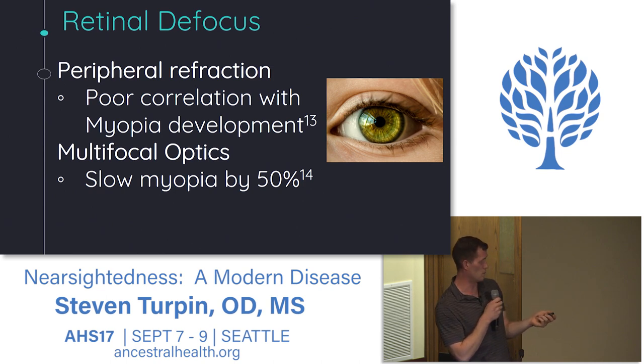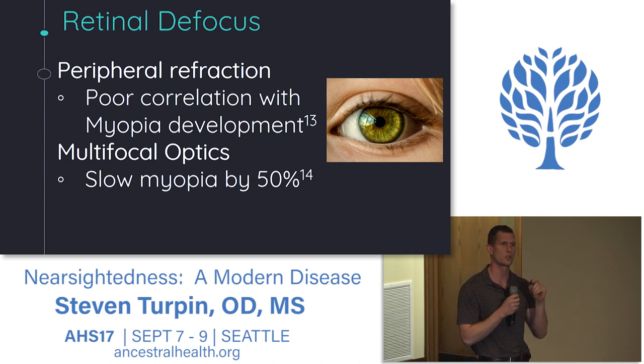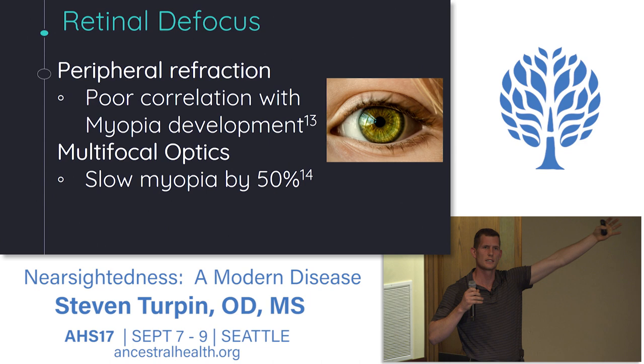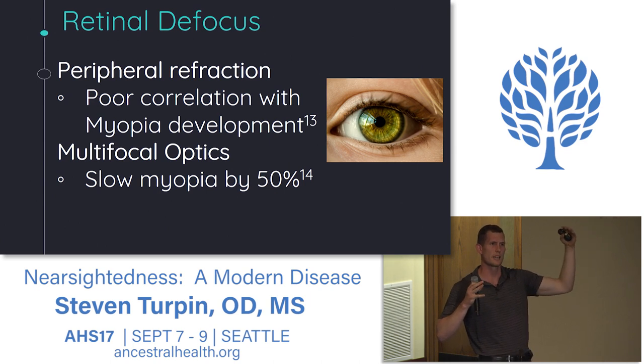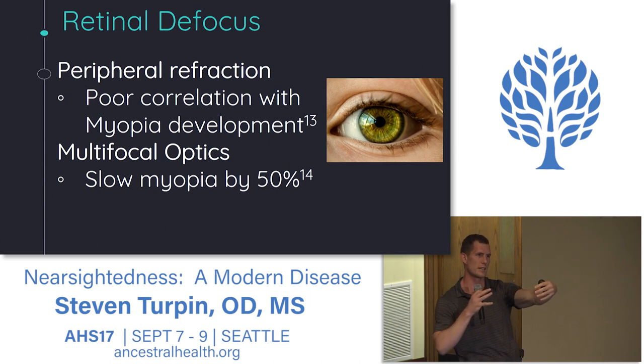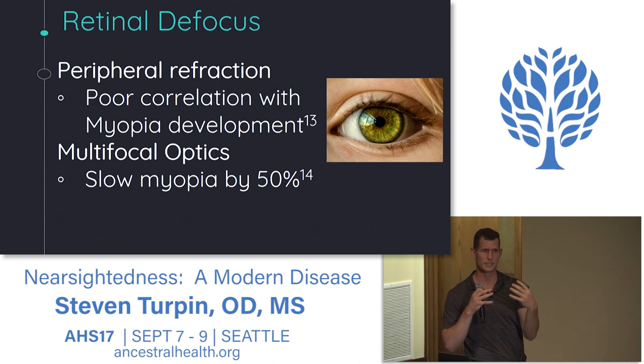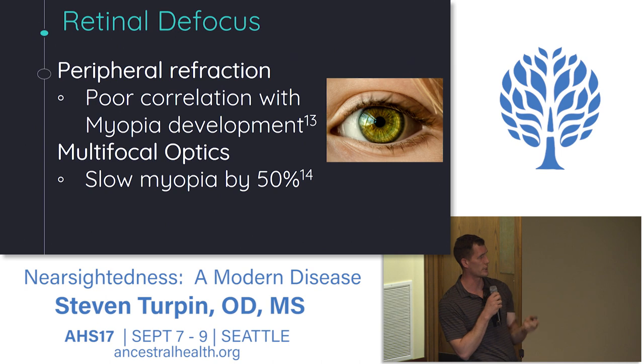And what we do in order to change the peripheral refraction is we do multifocal optics, okay? So we correct that central image right on their macula. We make that fall right on the retina, but we take those side rays and we actually make them focus in front of the retina to hopefully give the eye a signal to stop growing. Because if there's no light being focused behind, there should be no signal for it to grow.